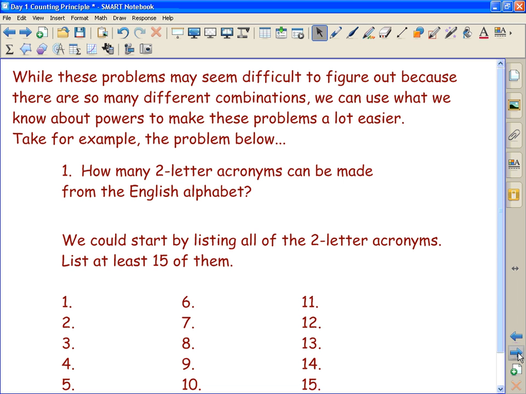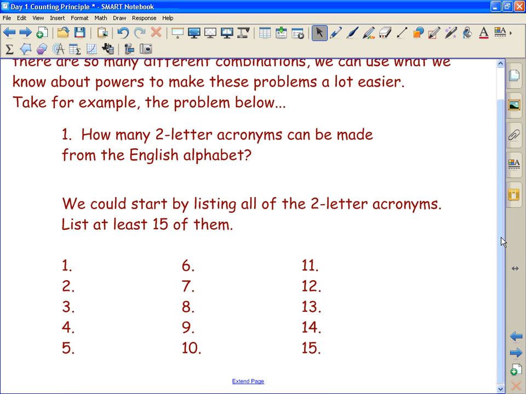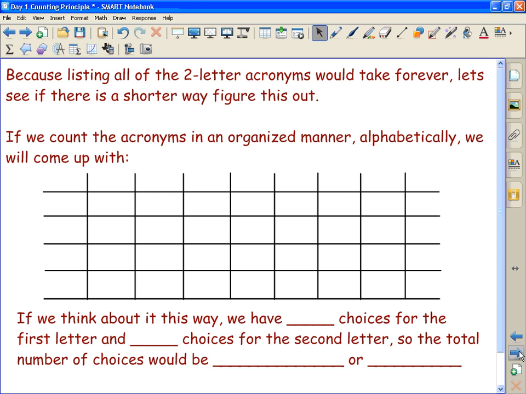So we could start by listing some. AA, B, C, maybe D, E, just randomly listing them. We don't need to know what they mean, but just different orders of letters that we can have for those 2 letters. So get your 15 down, and then we're going to switch over to this next slide.